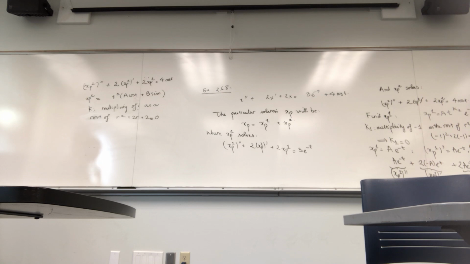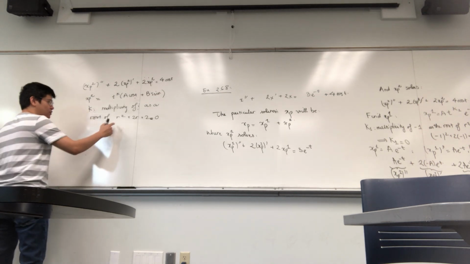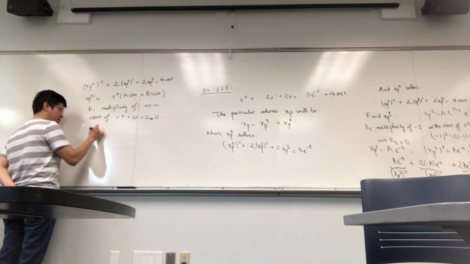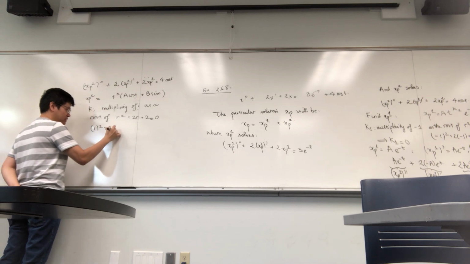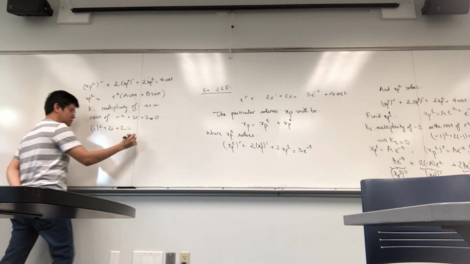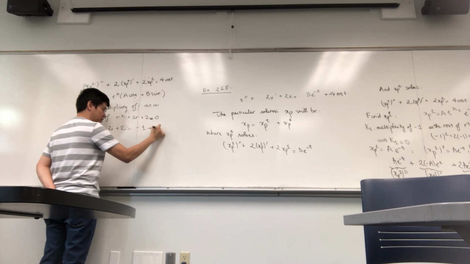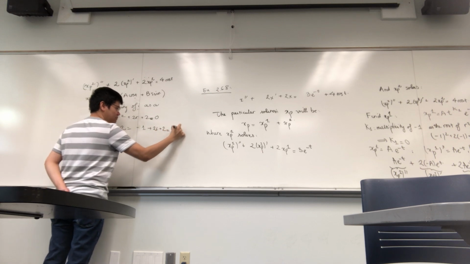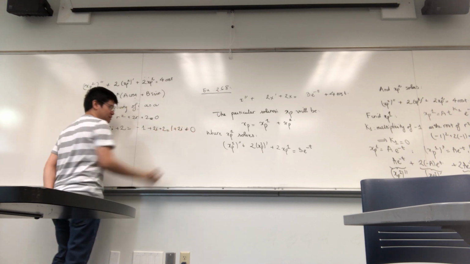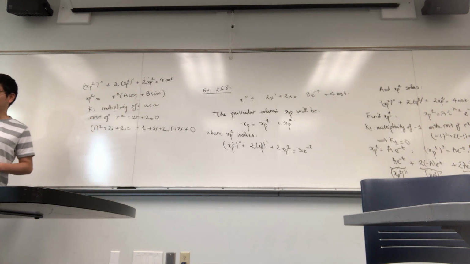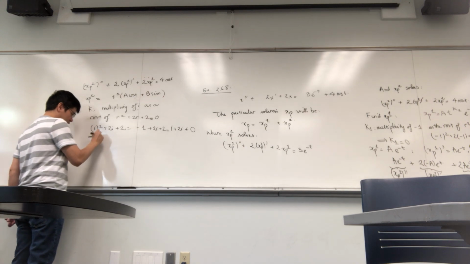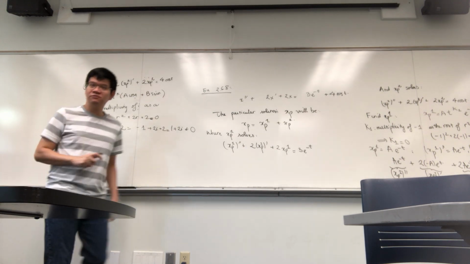0. Yes, 0. So when you plug i here, you have i squared plus 2i plus 2. This gives me minus 1 plus 2i plus 2, and this is 1 plus 2i, which is completely different from 0. All right? And so k has to be 0.